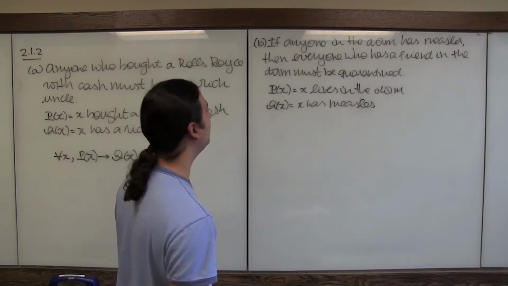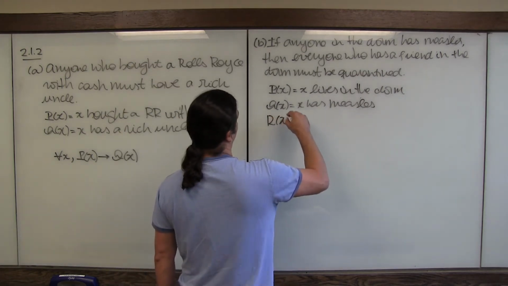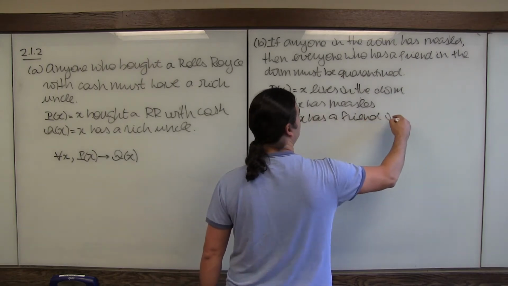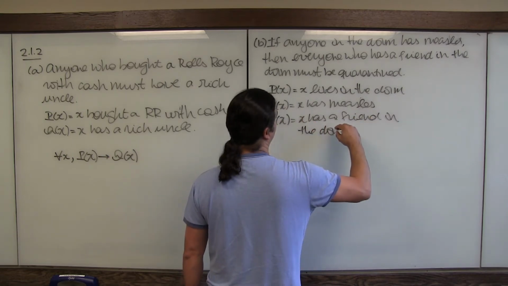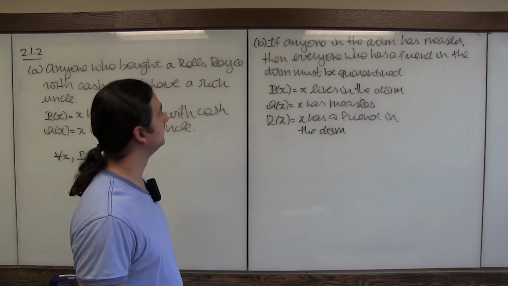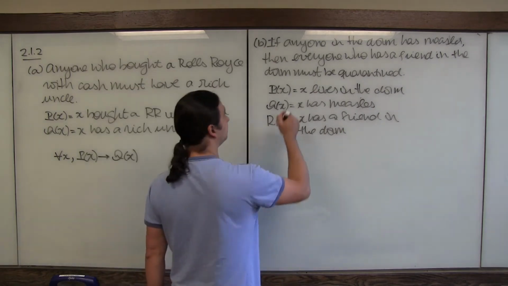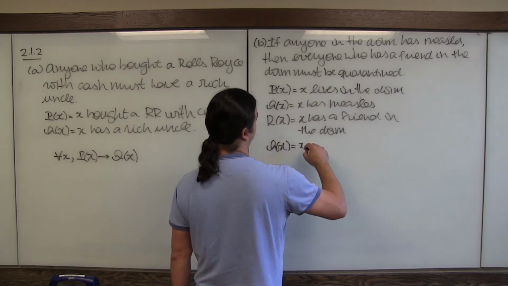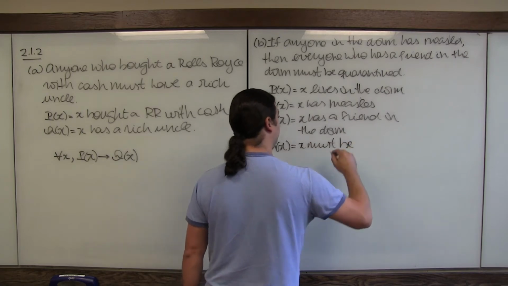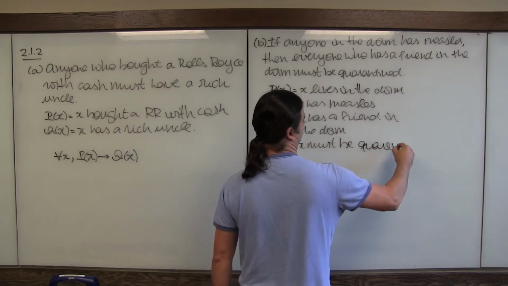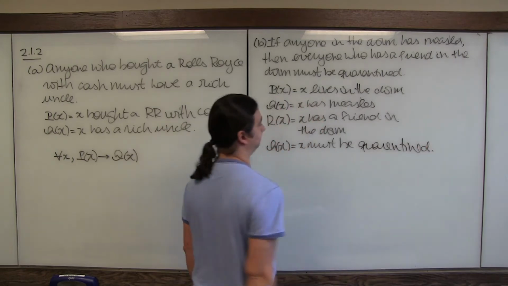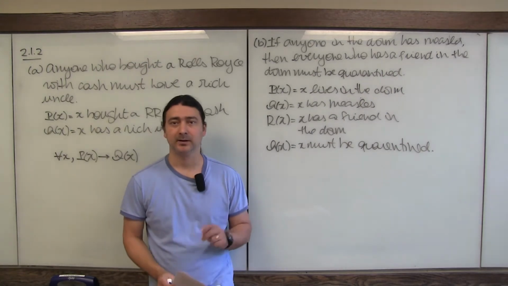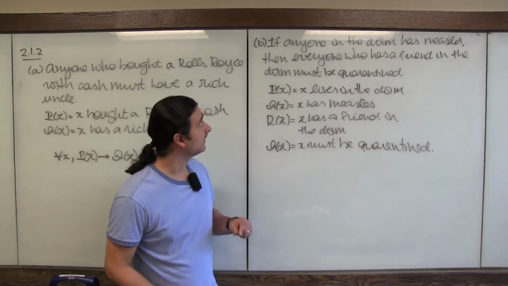Then everyone who has a friend in the dorm. So the next statement is X has a friend in the dorm. And finally, X must be quarantined. And I think these are all the sentences that we need. All right, so how is it going to go?